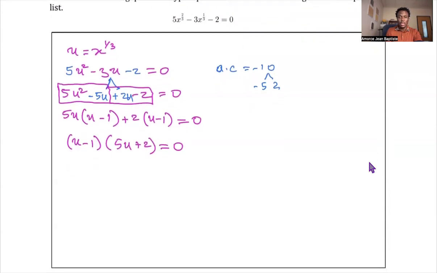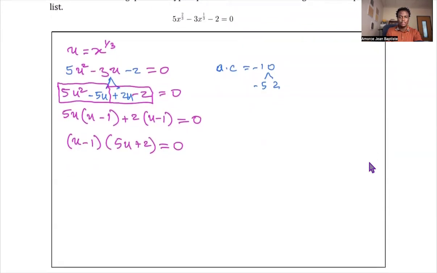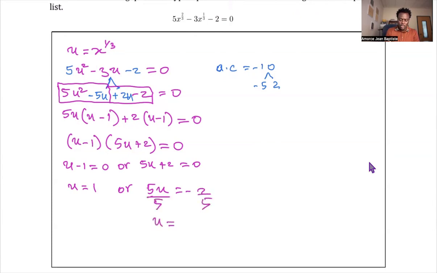Then with that, we can solve by using the zero product principle. U minus 1 equals 0, or 5u plus 2 equals 0. So we add 1, u equals 1, or 5u equals negative 2. If we subtract 2 on both sides and divide by 5, we get u equals negative 2 over 5.